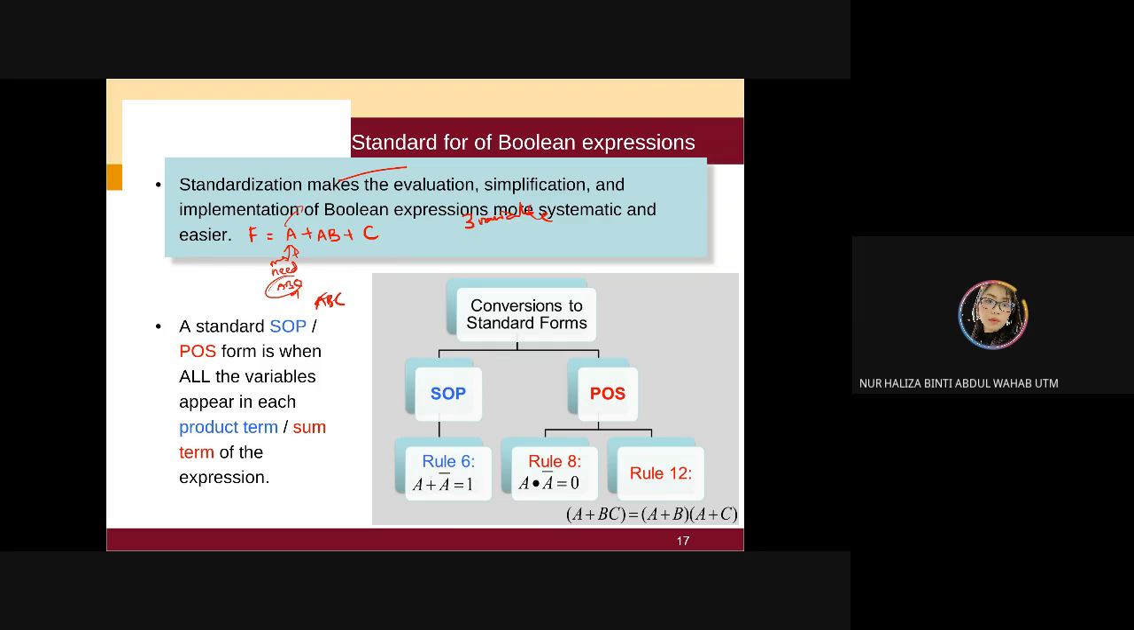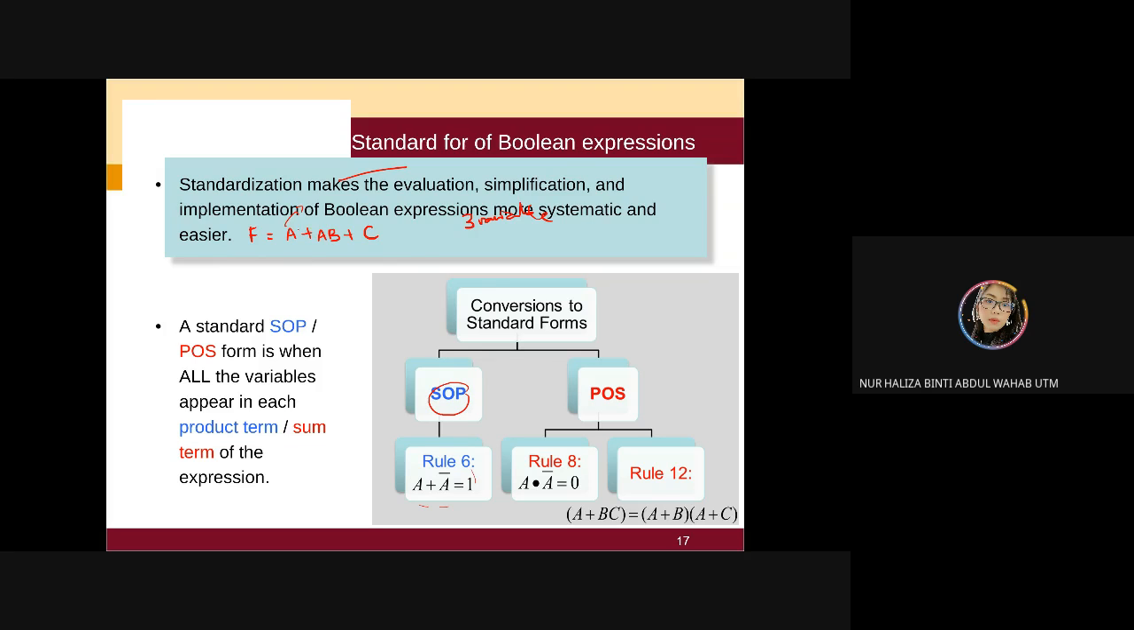But sometimes it's going to be like A, B bar, C bar. I don't know what is here. But as long as you can see, I have 3 variables in my product. I have A, I have B, I have C. So what happened? You need to apply the rules number 6 for SOP.